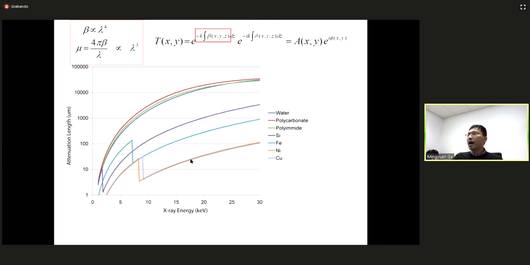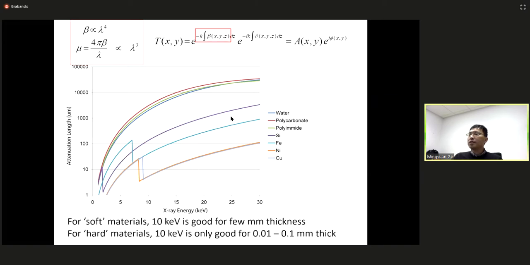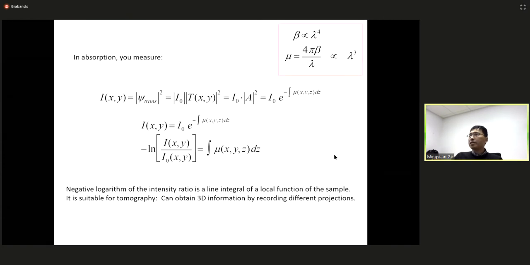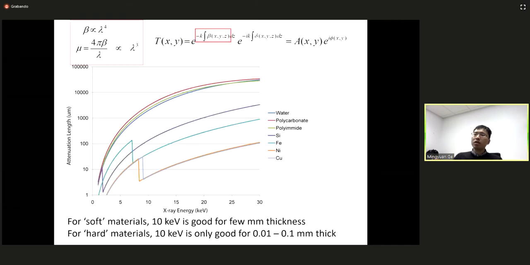But if you look at hard materials like metal, copper, nickel, we can see that X-rays can only penetrate about 10 microns at certain energies, which is much, much less than water. That means for soft materials, like biological material composed of carbon, hydrogen, and oxygen, the 10 keV signal is big enough. We can penetrate a very thick trunk of the body. But for hard materials, like metals, oxides, condensed matter materials, the 10 keV only goes through very thin layers.